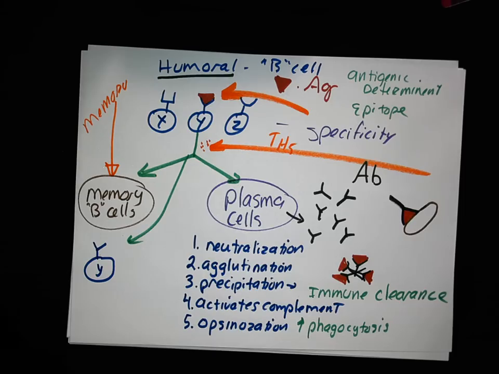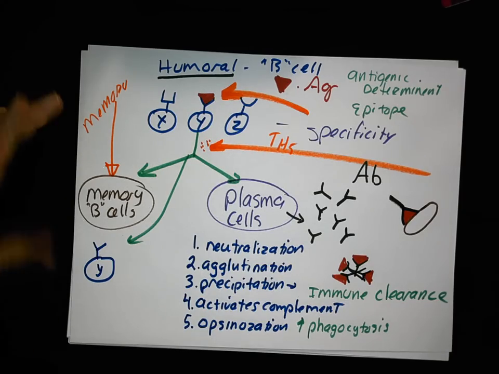Let's see. Now with AIDS or HIV, we don't develop the memory B cells? We'll talk about that when we get to T cells. The question is, how does HIV work? We'll address that on the T cell side in just a second.